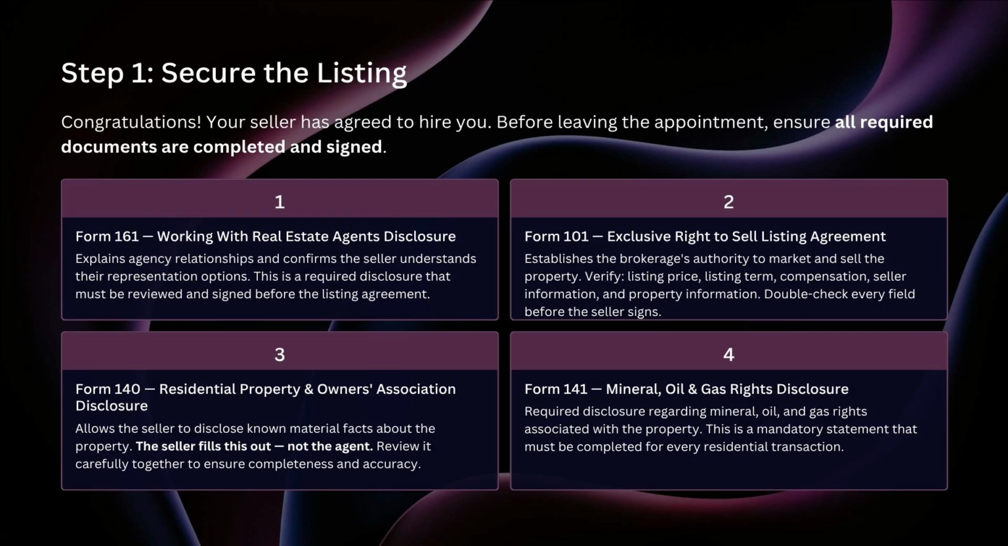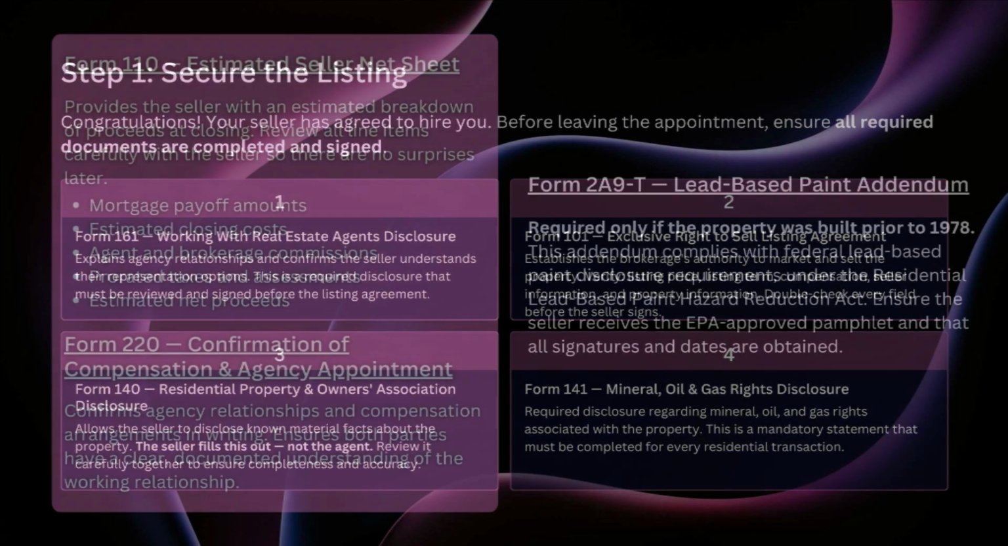You'll also need Form 140, the Residential Property and Owners Association Disclosure Statement. Remember, this form is completed by the seller, not the agent. Another important document is Form 141, the Mineral and Oil, Gas Rights Mandatory Disclosure Statement, which addresses required disclosures regarding mineral, oil, and gas rights.